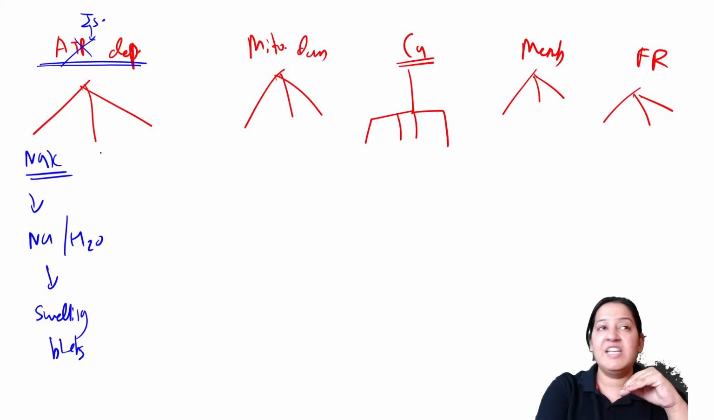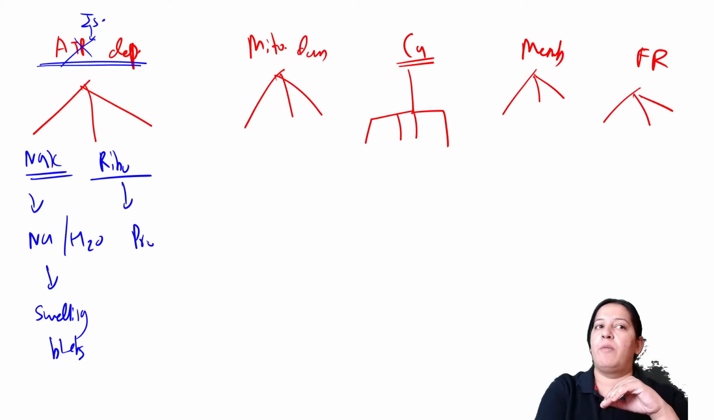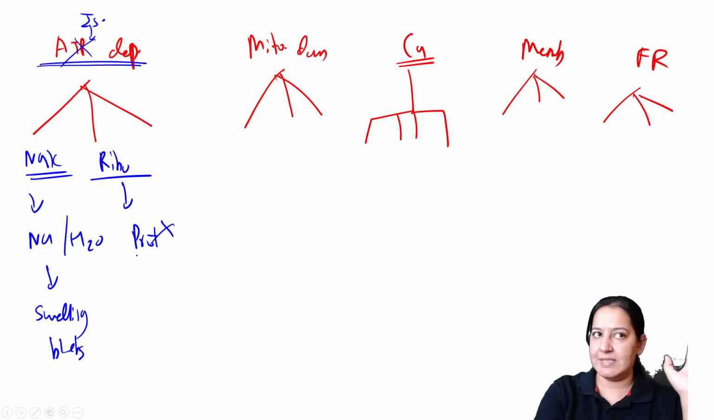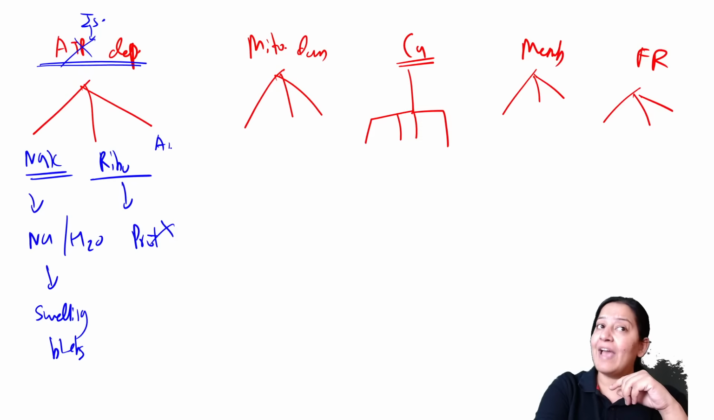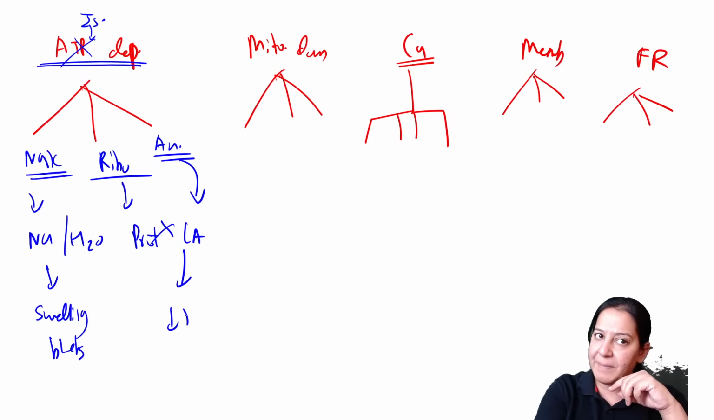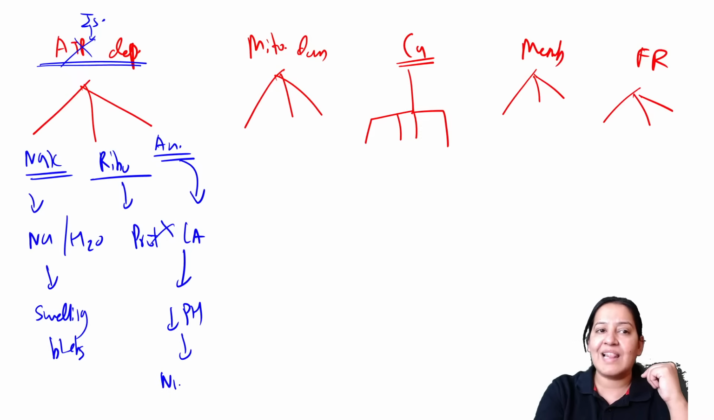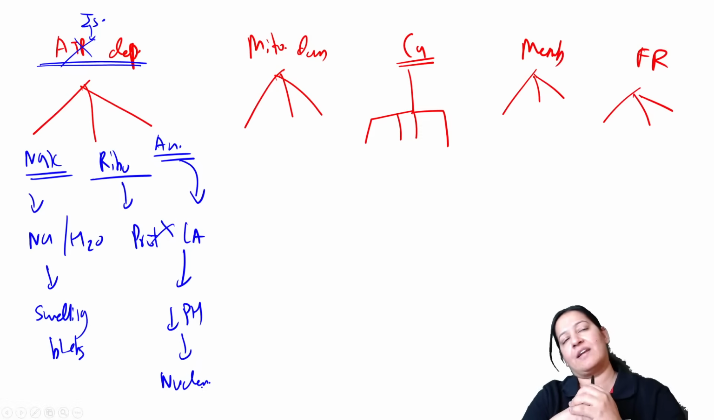Second, if ATP is not formed, ribosomes will detach from the endoplasmic reticulum. No protein formation. Protein synthesis will not take place in the cell. The third, anaerobic glycolysis will take place. Due to anaerobic glycolysis, lactic acid is formed that will reduce the pH of the cell and that will cause clumping of the nucleus. The nucleus will get clumped.